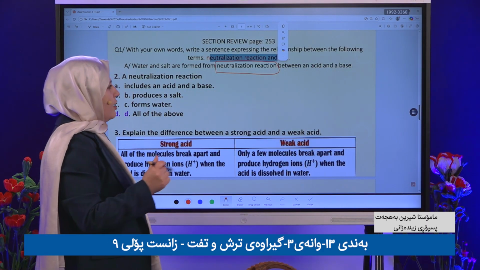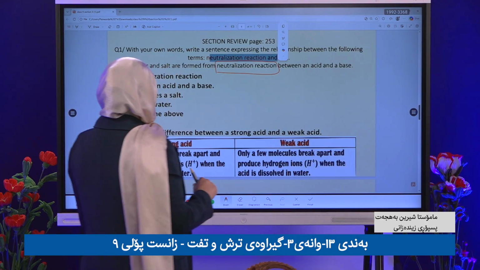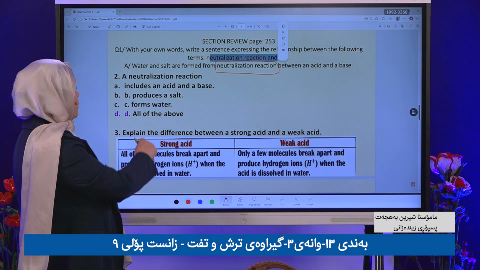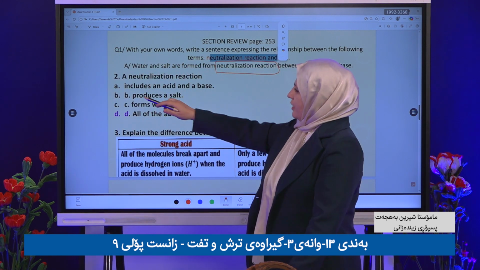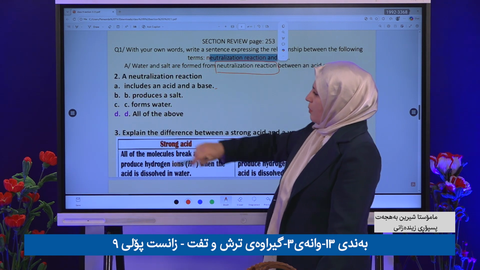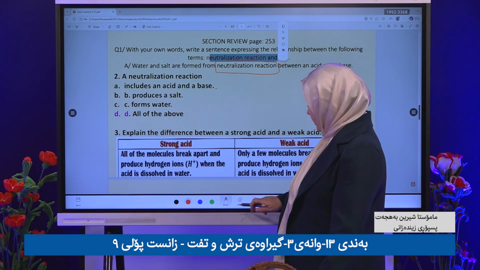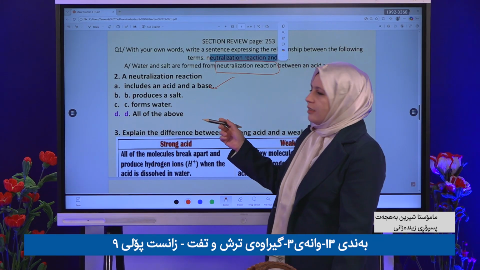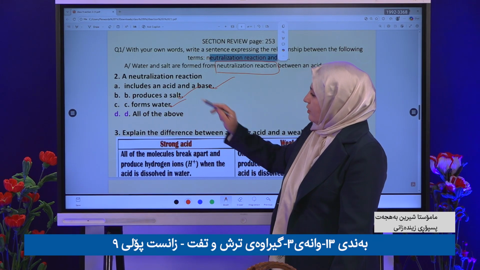Neutralization reaction. Between what and what? Base and acid. So you have multiple choice. A neutralization reaction includes acid and base. It produces salt, right? It produces salt, yes, and forms water, of course.